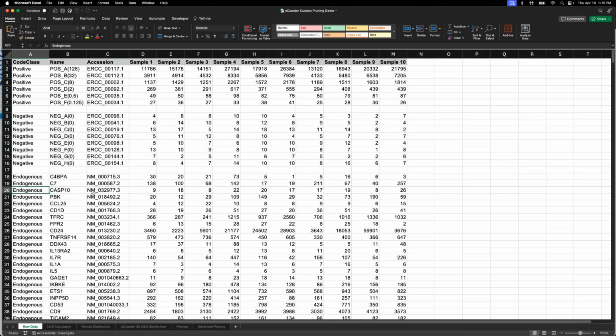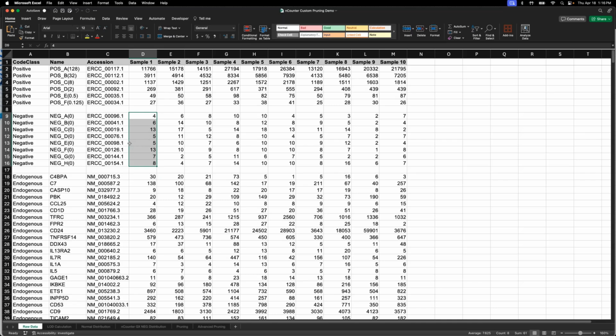What I really love about the nCounter data is that we can empirically determine the limit of detection. Many technologies don't have these built-in negative controls, but by including the negative controls in each individual sample, you can empirically set what is the limit of detection. And that allows you to figure out which data points you want to include in the analysis and which genes you want to exclude. So I just love the negative controls. It's a great thing about the nCounter technology.